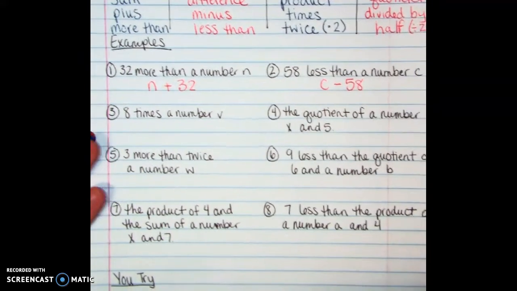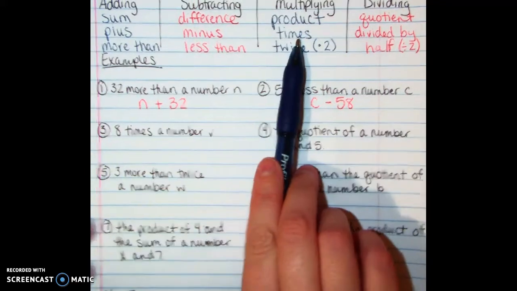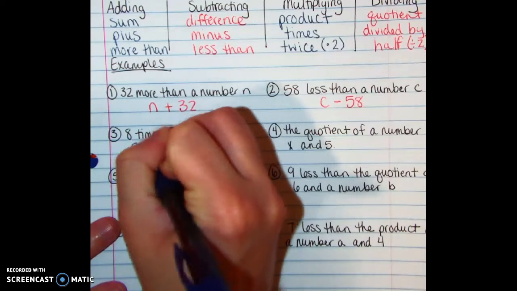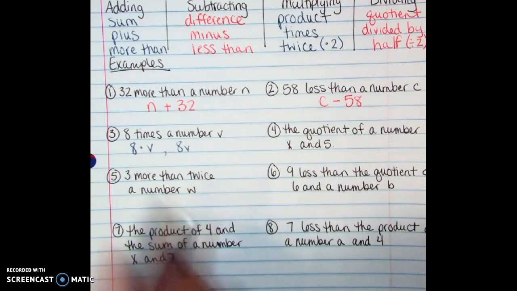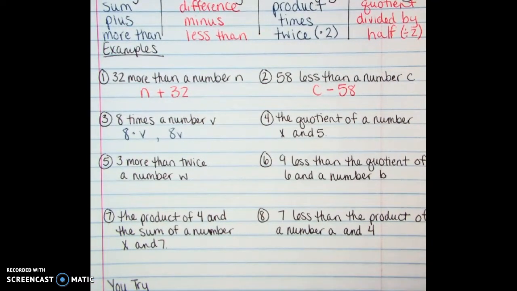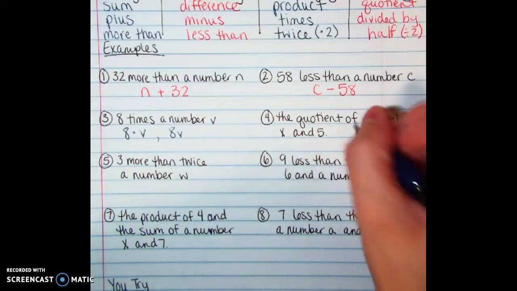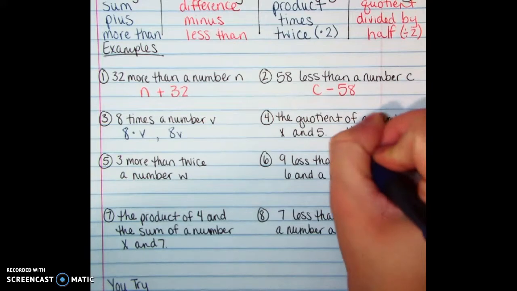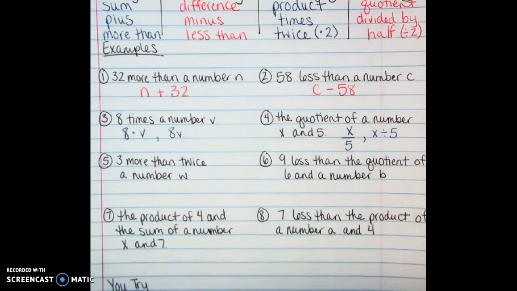Let's look at number 3. 8 times a number v. Times is multiplying, so you could put 8 times v, or you could put 8v. I prefer the 8v. Next one, the quotient, that means dividing, of a number x and 5. With quotient, you just put it in order as it comes. So x will go on top, and 5 will be the denominator on the bottom. You could also put x divided by 5. Either one is fine.